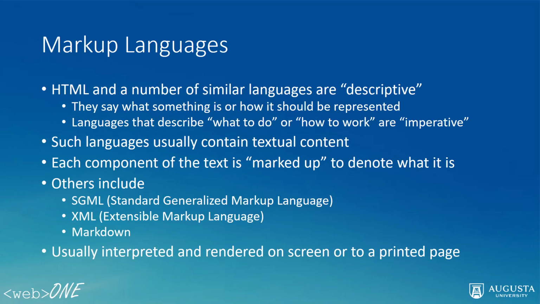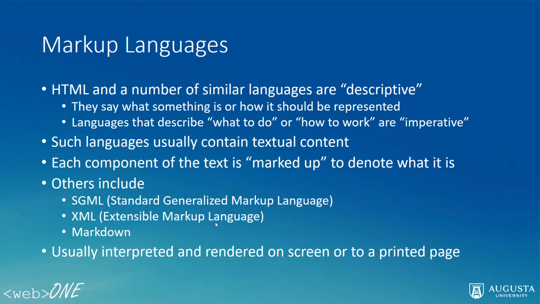Markup languages. HTML and a number of similar languages are descriptive. What does it mean? It means that they say what something is or how it should be represented. Languages that describe what to do or how to work are called imperative languages. Descriptive languages usually contain textual content. Each component of the text is marked up or labeled to denote what it is.